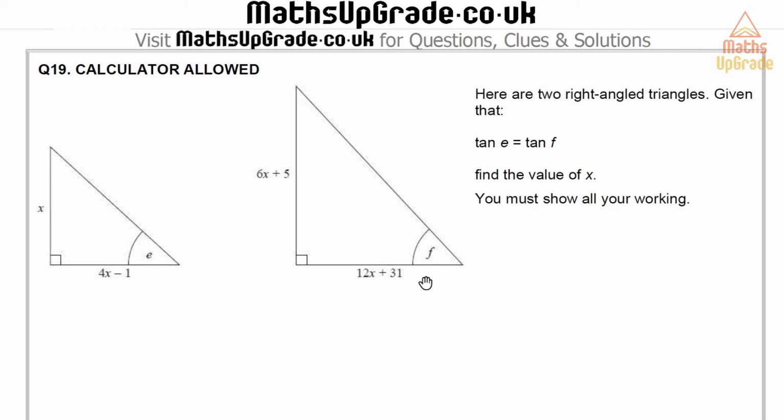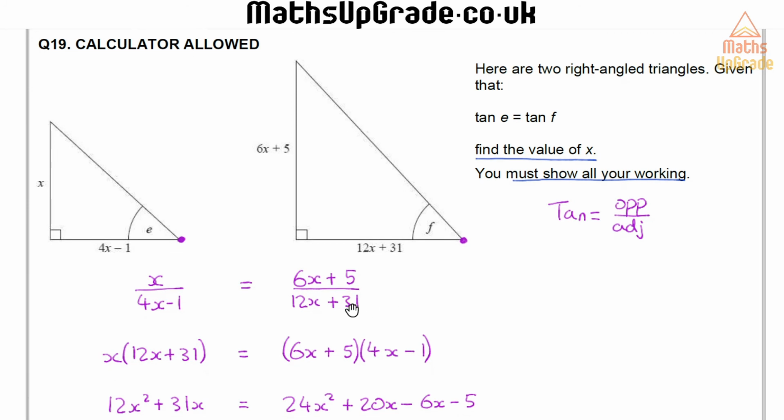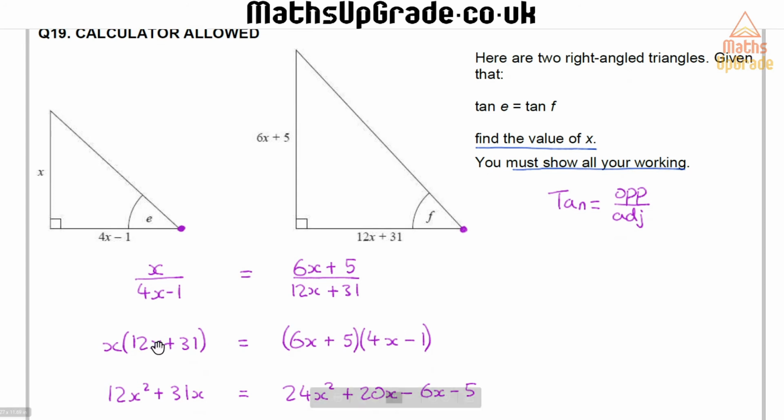What I'm going to do in this question is use this fact that the tan of this angle equals the tan of that angle there. We know that the tan is given through the ratio opposite divided by adjacent. So this ratio is what I'm going to be working with. If I apply that ratio to this left-hand triangle, the opposite is x and the adjacent is 4x minus 1. So x over 4x minus 1, and that would equal the opposite for this triangle, which is 6x plus 5, all divided by 12x plus 31. If I then cross multiply, if I multiply both sides by 12x plus 31 and both sides by 4x minus 1, I end up with this equation here.